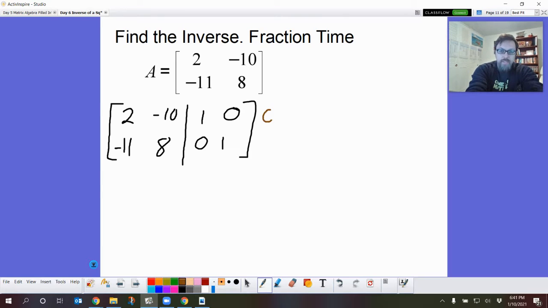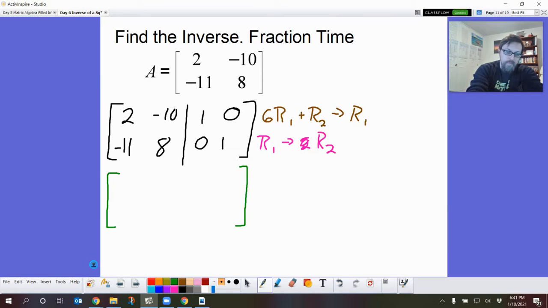So if I do 6 row 1s, add that to row 2, that can be our new row 1. But then I've got to get somebody in row 2, so let's take row 1 and we'll put that in row 2. Don't want to lose that old equation, because this row's pretty nice. 2, -10, 1, 0.